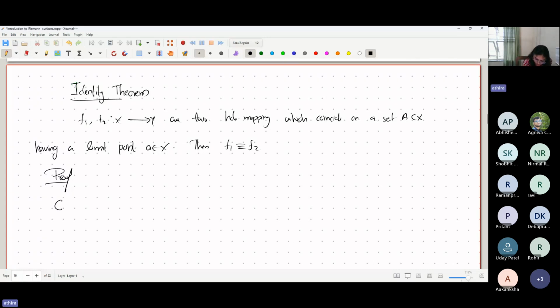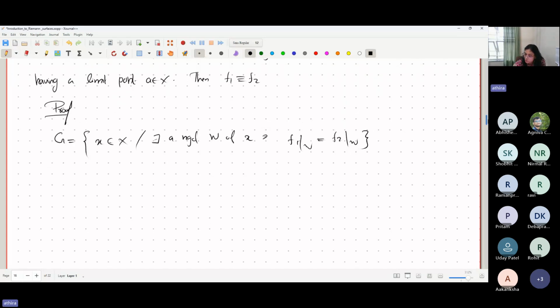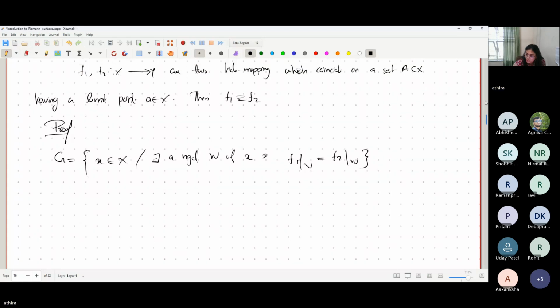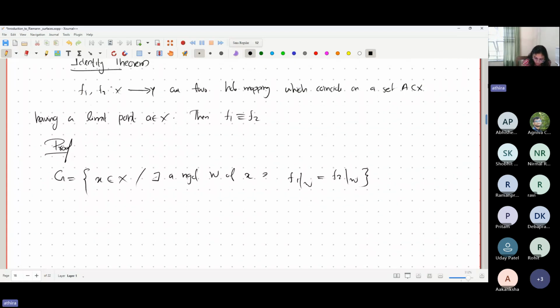For this, I will consider a subset G of X, the set of all points in X such that there exists a neighborhood W of X such that F1 restricted on this W is equal to F2 restricted on W. My idea is to show G equal to X. For that, we have to prove G is open, closed, and non-empty.